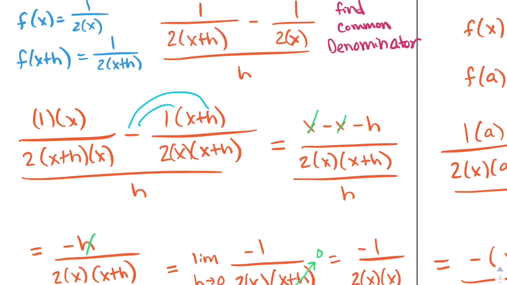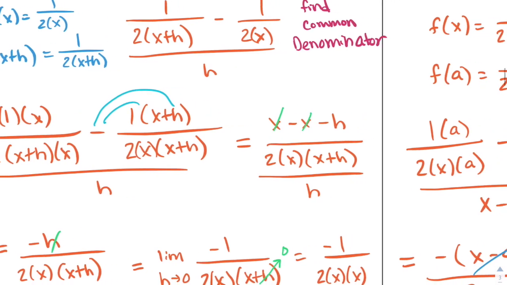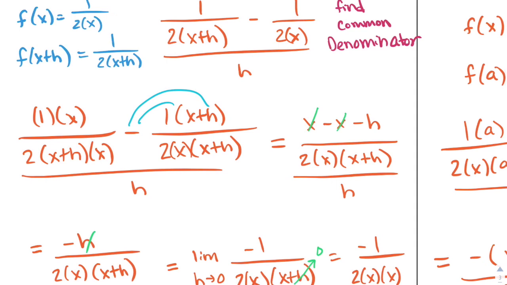Then I distribute. I'm very careful to distribute my negative across to my x and my h to make sure I have negative x minus h. Now that I have a common denominator, I'm able to move the h into the denominator of the other one by multiplying by the reciprocal. Really, that's going to move the h right here, which then reduces with the h.